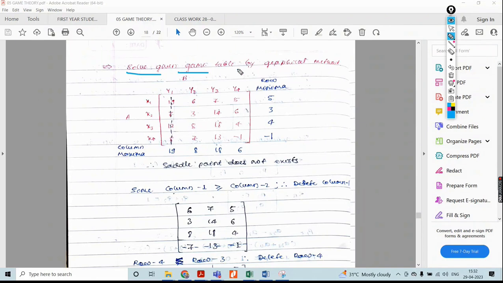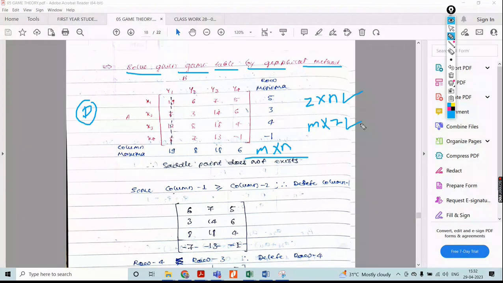Solve the given game table by graphical method. The graphical method is possible for 2 cross n or m cross 2, but here it is given m cross n. That is the reason you have to use the dominance method to solve this.